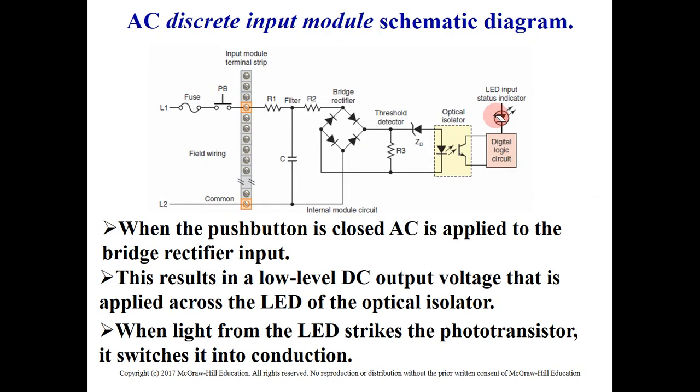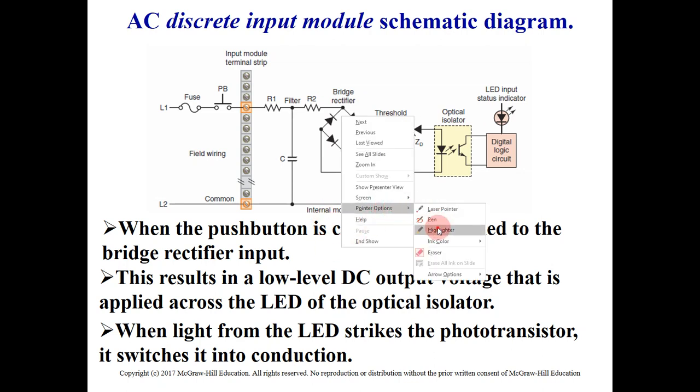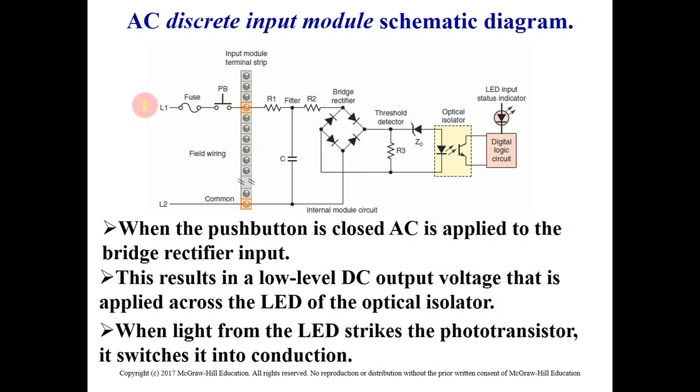This is the discrete input module schematic diagram in detail. It's the same as the block diagram, but in this case it shows you the details. For example, here we have the AC circuit on this side. Then we go through the bridge rectifier here. This bridge consists of 4 diodes to convert the current from AC to DC. Then we have here the Zener diode for regulating the voltage and detecting the threshold value.